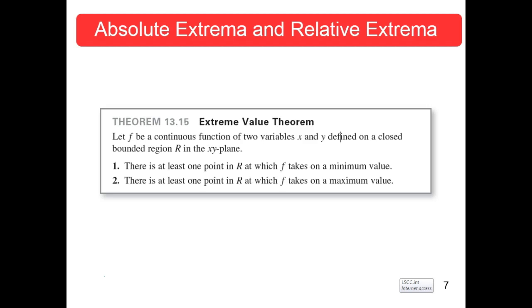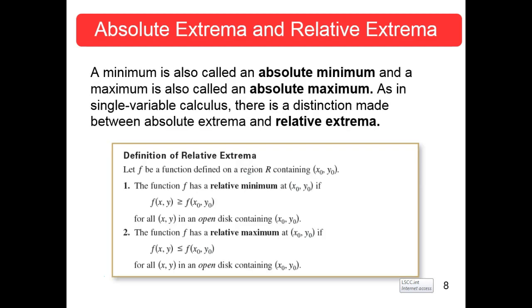But again, your f has to be a continuous function, meaning there are no gaps anywhere, with two independent variables, and defined on both a closed and bounded region. Closed meaning you're counting the boundary. Bounded meaning that it doesn't take off and go to infinity anywhere. A minimum is called the absolute minimum, and a maximum is also called the absolute maximum.